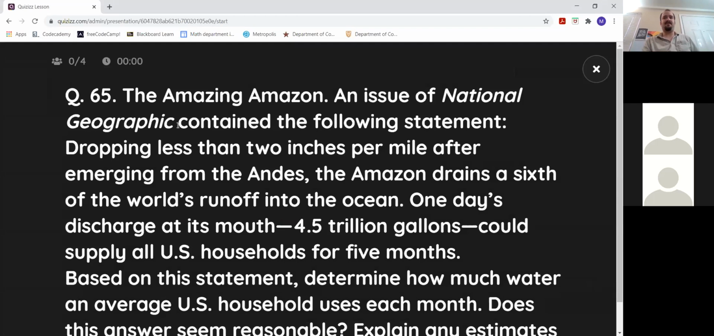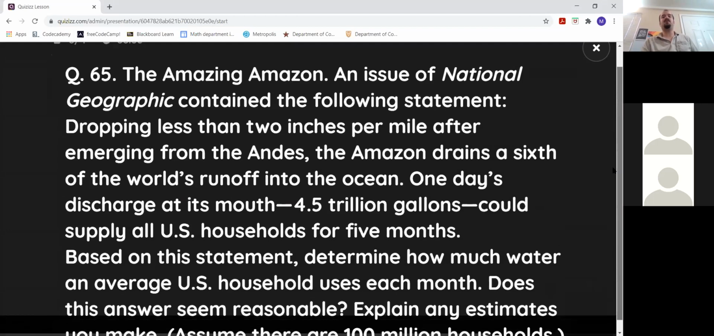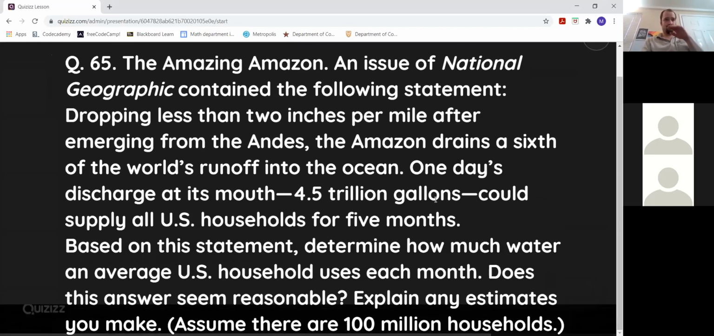And National Geographic. What does it say? Something about the Amazon drains a sixth of the world's runoff into the ocean. One day's discharge at its mouth is 4.5 trillion gallons. And this could supply all U.S. households for 5 months. Based on the statement, determine how much water an average U.S. household uses each month. Does this answer seem reasonable? Explain any estimates you make.